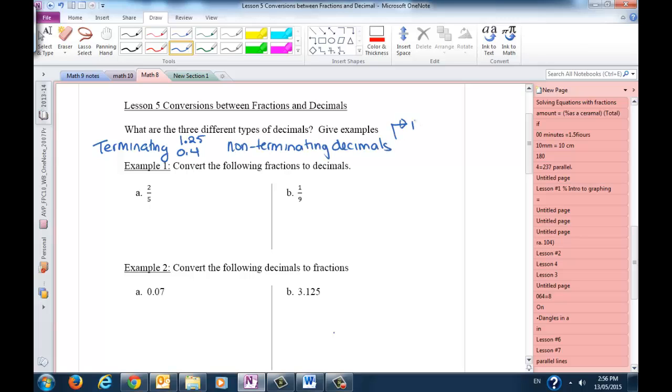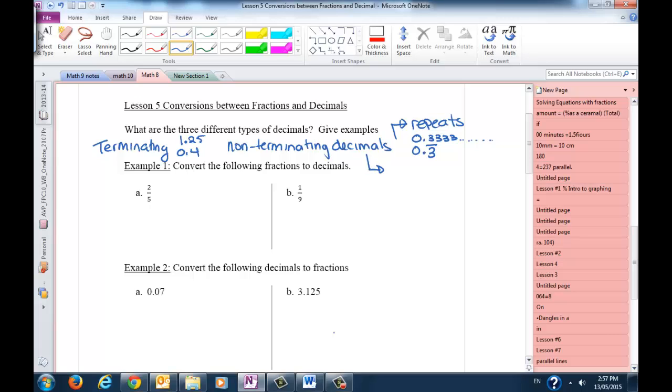One type is where it repeats. So an example of a repeating decimal would be 0.3333, and it just continues going on. We actually like to represent this with a little bar or a little hat on top, and that's just saying that the 3 continues to repeat.